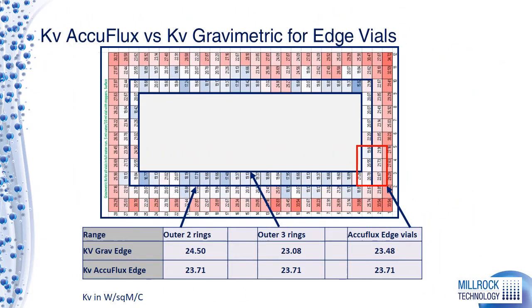If we look at the edge vials, this is where we had our edge sensor. The outer 2 rings of vials resulted in a Kv gravimetric of 24.5. The Accuflux reading was 23.7. If we use the outer 3 rings, we get 23.08 gravimetrically and 23.71 by measuring with the edge sensor. If we just look at the vials that were underneath the sensor, gravimetrically we measured 23.48 Kv versus 23.71. Again, a very good correlation in measuring edge vials as well.